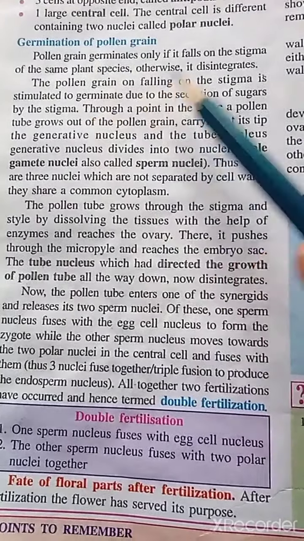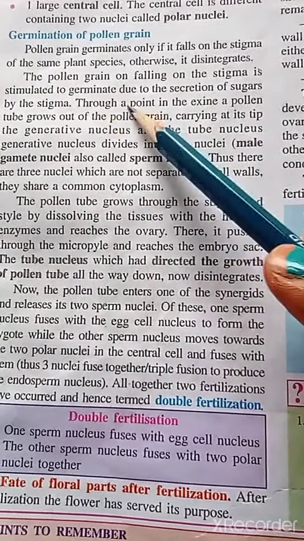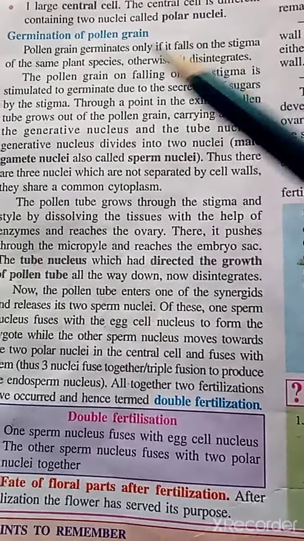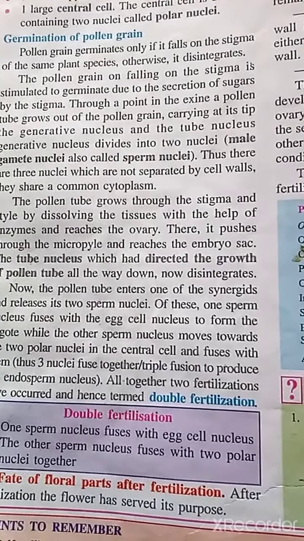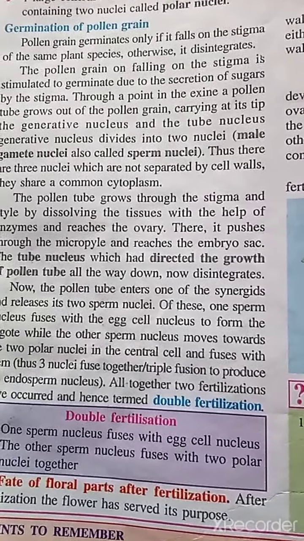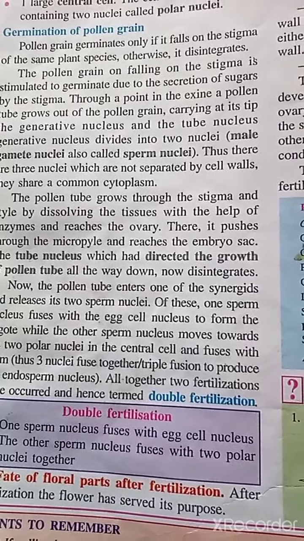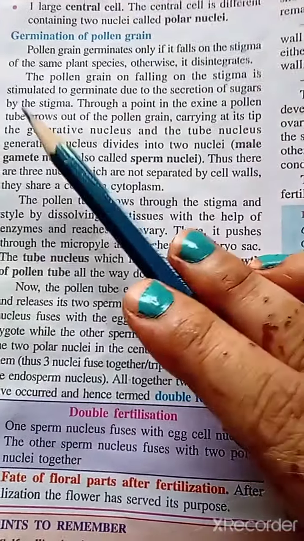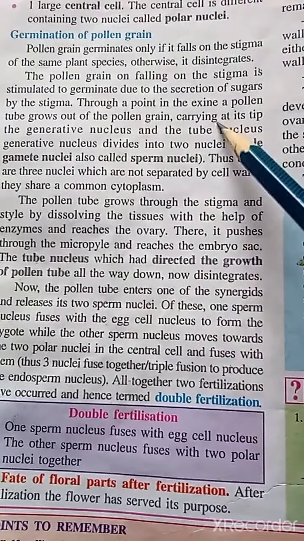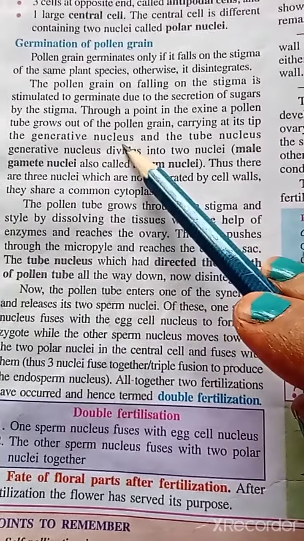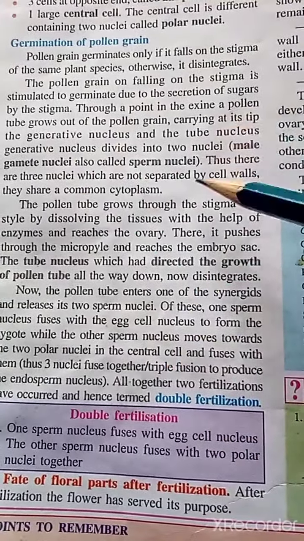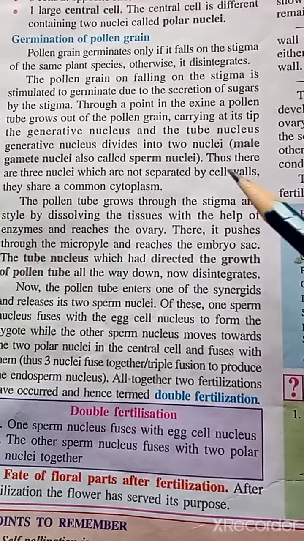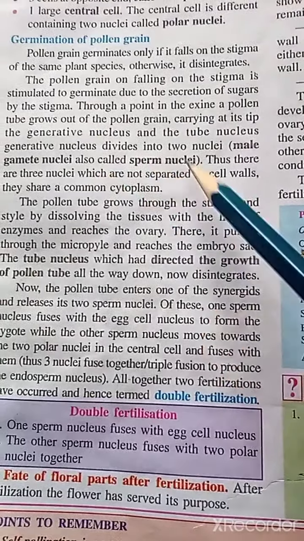The pollen grain falling on the stigma is stimulated to germinate due to the secretion of sugar. As soon as the pollen grain falls on the stigma, it secretes many types of sugar, which stimulate the pollen grain to germinate and go downwards. Through a point in the exine, a pollen tube grows out of the pollen grain, carrying the tip of the generative nucleus and the tube nucleus. As I have told you, the exine will degenerate and the intine will grow as the pollen tube containing 2 nuclei, the male nuclei and the sperm nuclei.